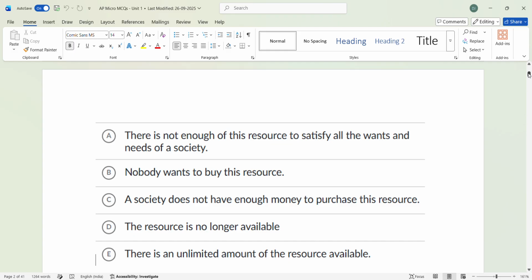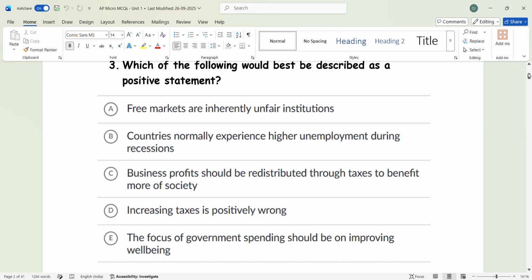All right. Then we go down, and the third one: which of the following would best be described as a positive statement? What could be the answers? Free markets are inherently unfair institutions. Countries normally experience higher unemployment during recessions. Business profits should be redistributed through taxes to benefit more of society. Increasing taxes is positively wrong, and the focus of the government spending should be on improving well-being.